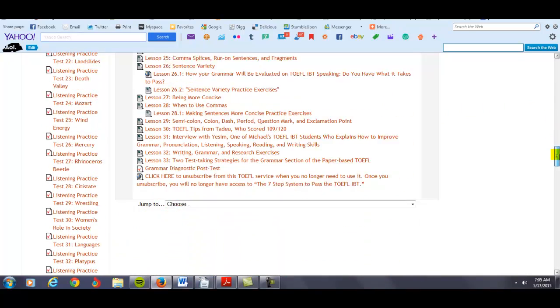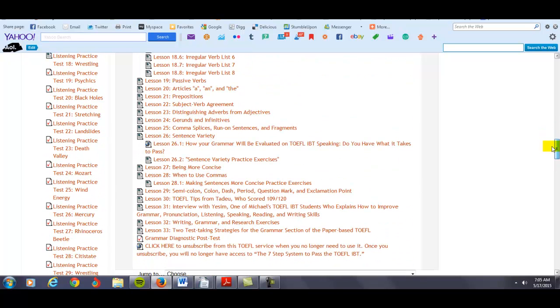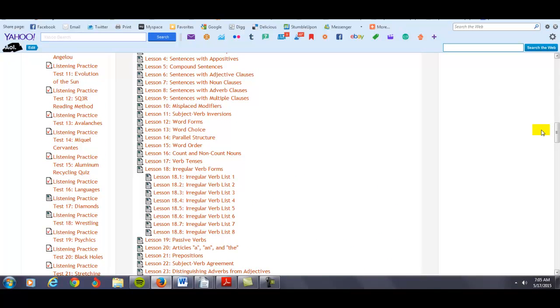This is very, very important. Again, this is maybe a 1 to 2 month process. It'll take some time to go through all these lessons. And I even recommend that you keep a grammar journal where you can write down some of the new structures you're learning. And that's going to be very helpful for you.